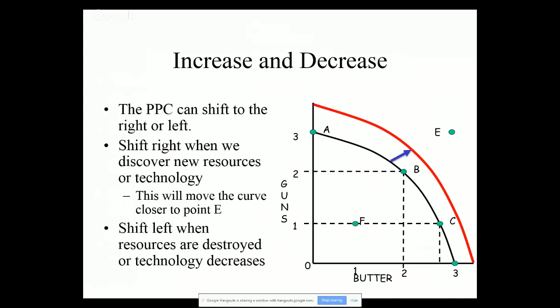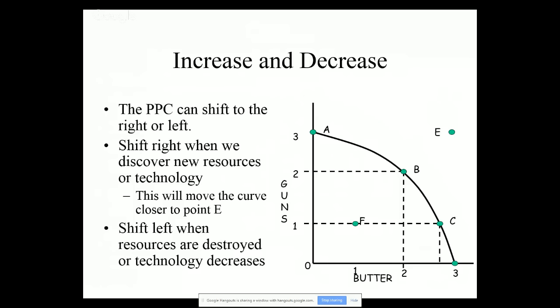And you can see what's happening is the whole curve is shifting to the right. We're getting closer to point E. So point E will become part of the production possibility curve, and that becomes a current possibility when we get there. So that is how we eventually get to point E.